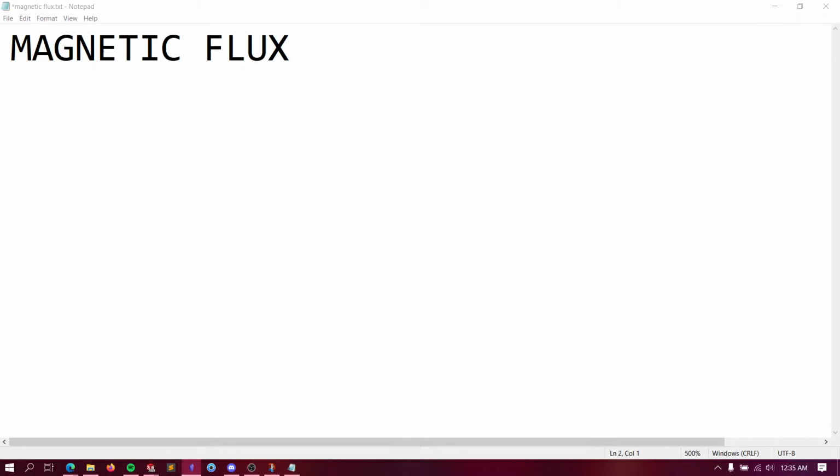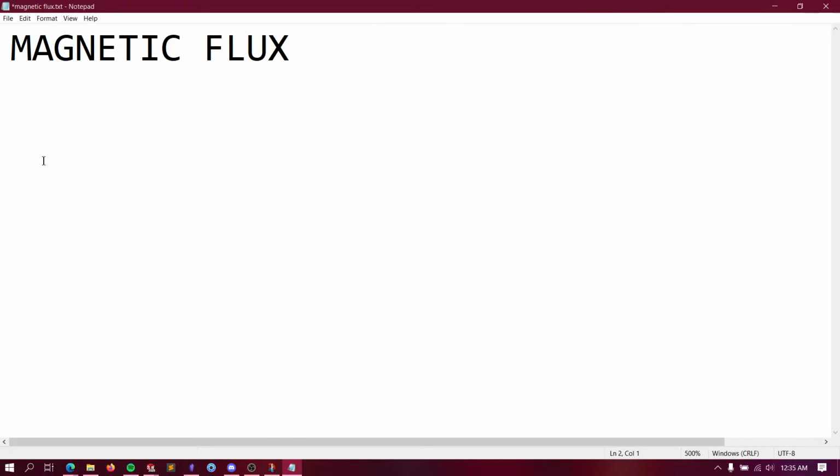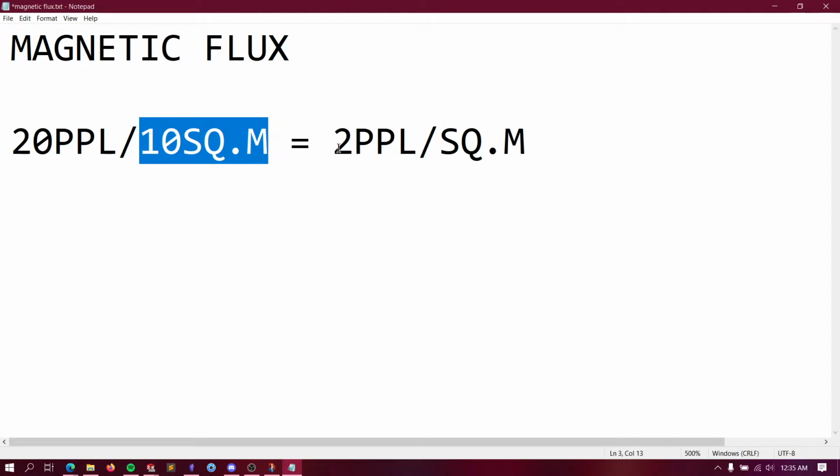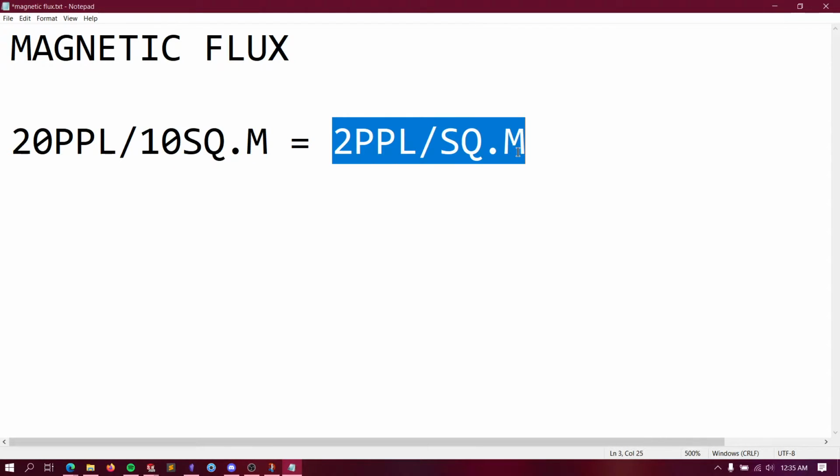And how do you get that? You simply divide the number of people in the classroom by the total area of the classroom. So you have your 20 people divided by the total area, which is 10 square meters, which gives you a population density of 2 people per square meter.